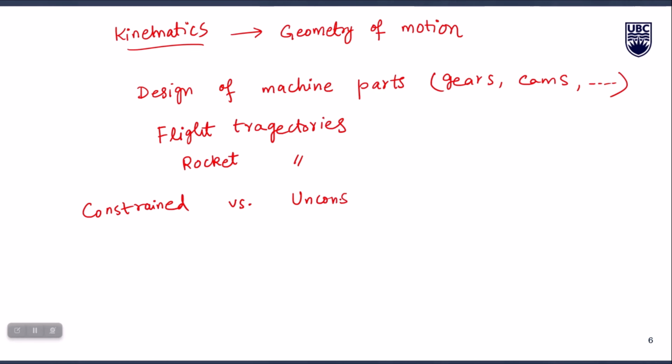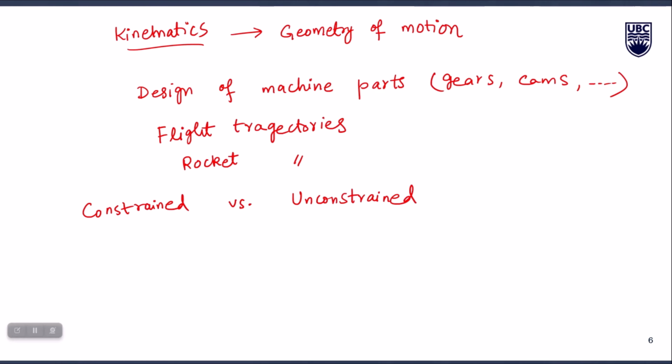As the name indicates, constrained particle motion means that the path is fixed already and the particle will follow that path, right? Again, you can imagine that a certain part of a big machine which is designed to move in a particular path to fulfill some particular function, right? So that will be a constrained motion.